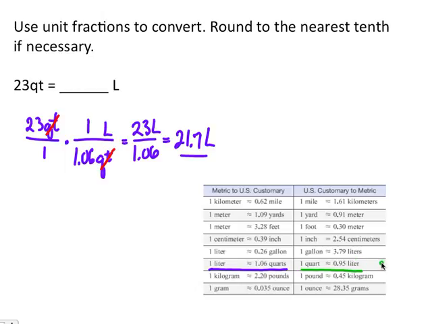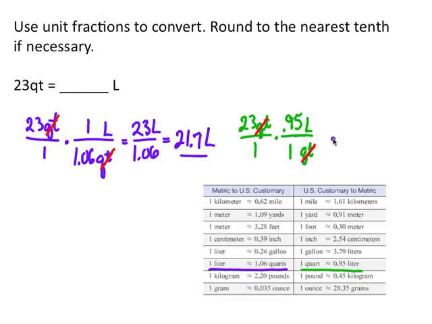Okay, we could have used that one also, and so I'll show you what happens if you had. You would have started the same way, 23 quarts over 1 times, and the unit fraction needs to have quarts on the bottom and liters on top. So our measurement here says 1 quart equals 0.95 liters. Okay, so the quarts again can cancel.